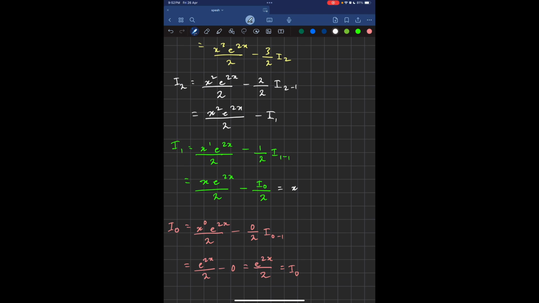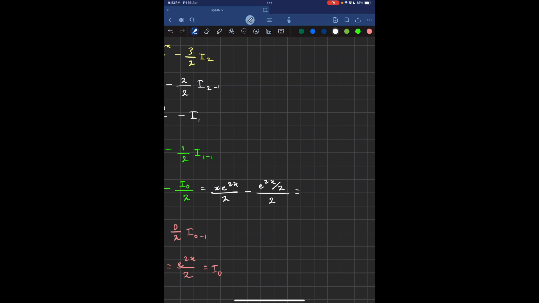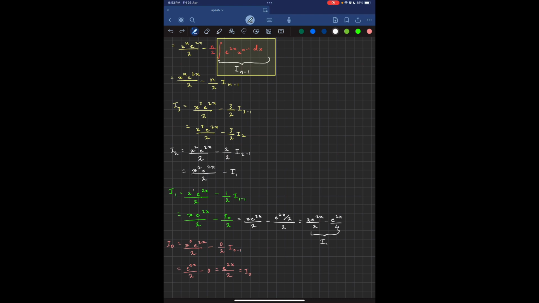So this would become x times e to the power 2x on 2 minus I0, which is equal to e to the power 2x on 2, over 2 because there's a 2 here. And then if we expand this, it would give us x times e to the power 2x on 2 minus e to the power 2x on 4. This is I1. So now we can sub this in over here. I think you'll understand what I'm doing now. I'm just finding what I1 is, and then I'm going to find out what I2 is, and then I'll sub I2 into here to get I3.